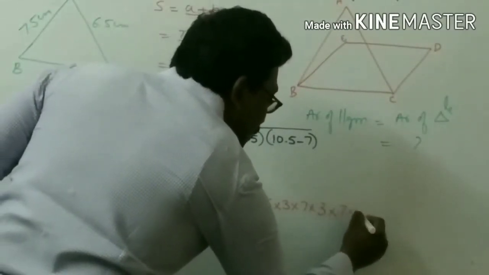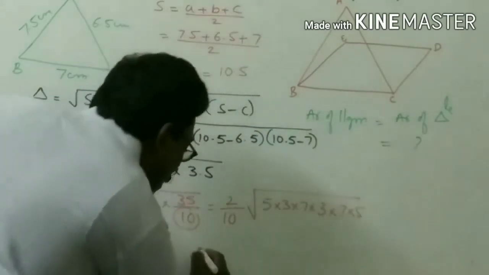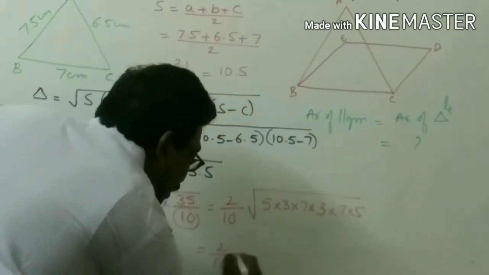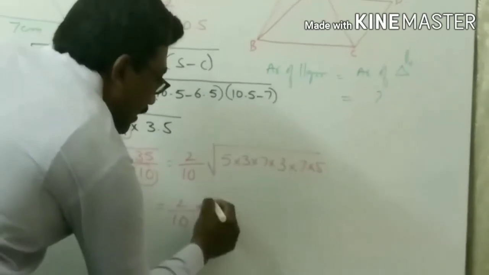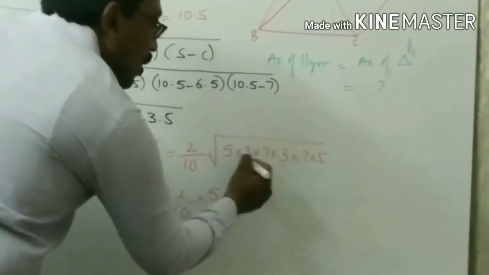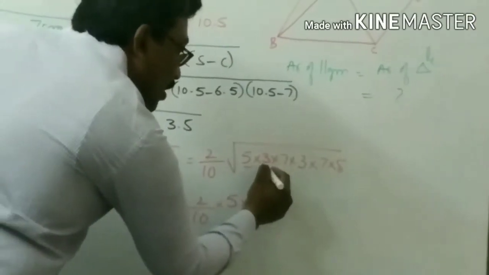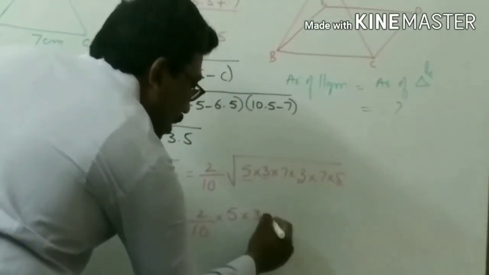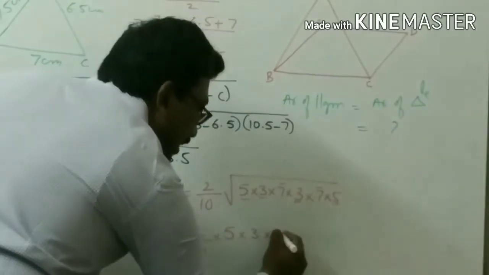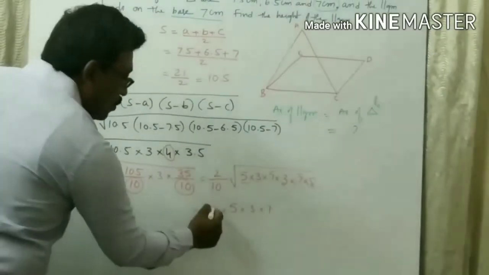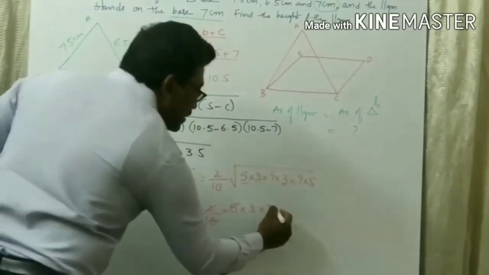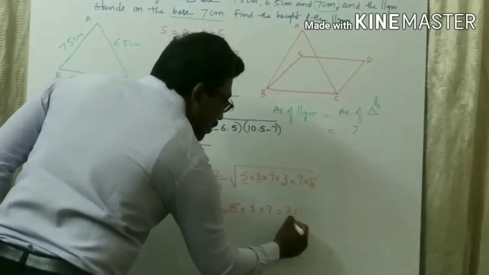35. 7 5s are 35. So 2 by 10 into 2 5s are there. 1 5. Okay, 2 5s are there. 1 5. Next step. 2 3s are there, 1 time. 2 7s are there, 1 time. 2 5s are 10. Cancelled. So how much we got?